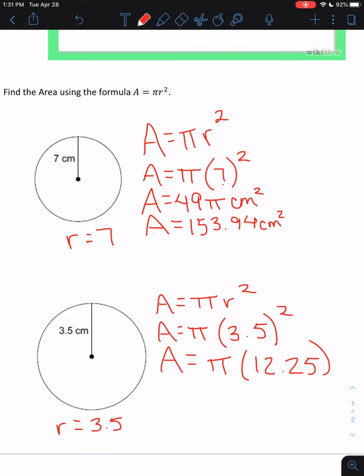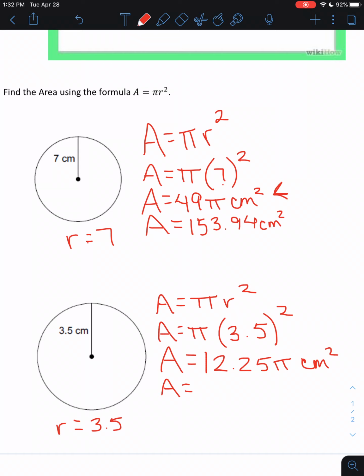Okay, but we want to make sure we're writing it completely in terms of pi, so we want it to look more like this one up here. So I'm actually going to erase that right there, and I'm going to rewrite it. Area equals 12.25 pi centimeters squared, because that's our exact answer in terms of pi.